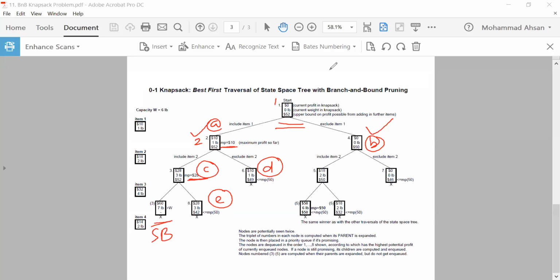What is your node number 4? Sorry, we expand based on the maximum profit it gives us. So this one is giving us 52 and this one is giving us 50. So we took the 52 one. Again, this one is giving us 52. So we took C first. And then when you check, this one is giving you 42, 49 and 50. So number 4 node is this.